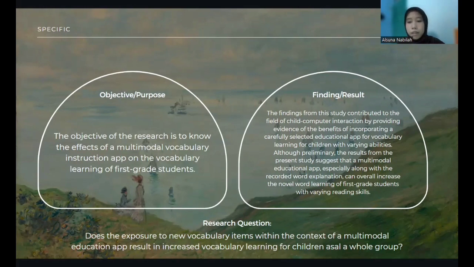Although preliminary, the result from the present study suggests a multimodal educational app, especially along with recorded word explanation, can overall increase novel word learning in first grade students with varying reading scale. So that's about the article.